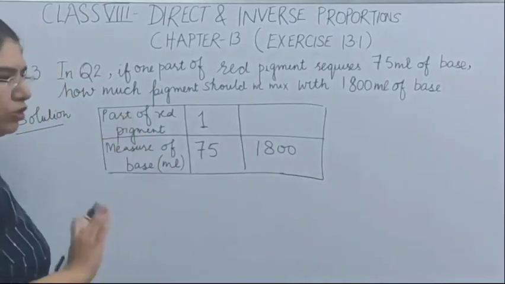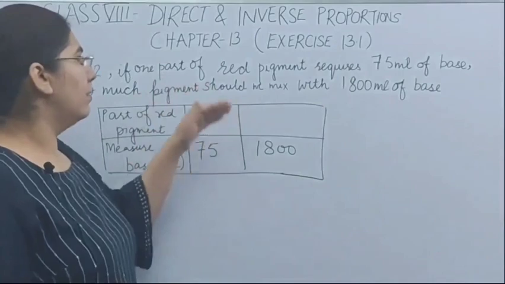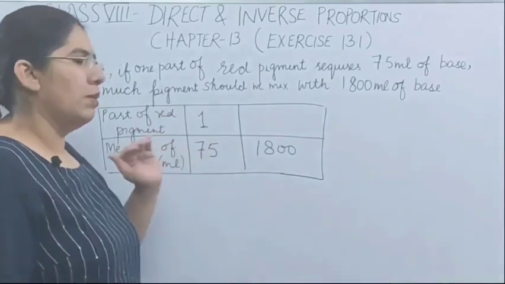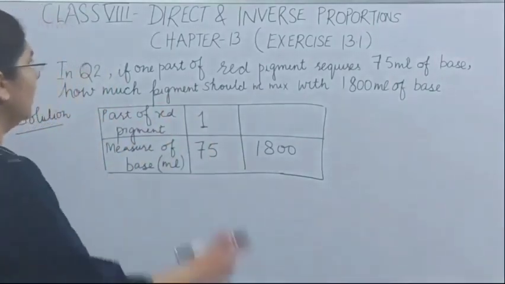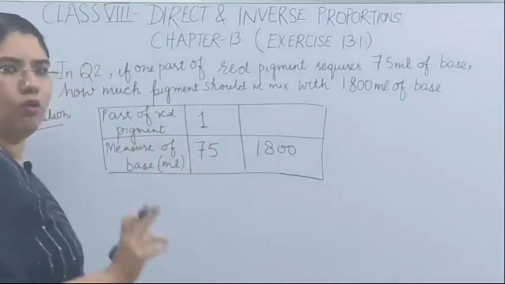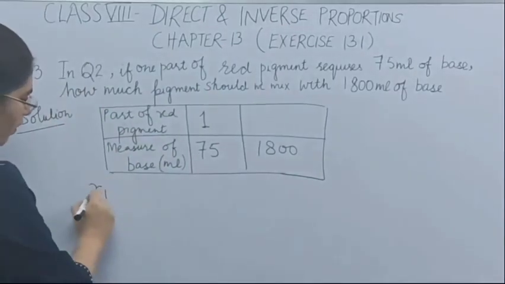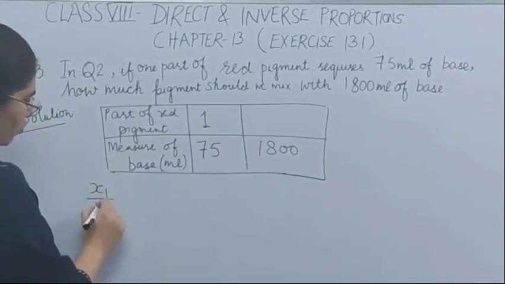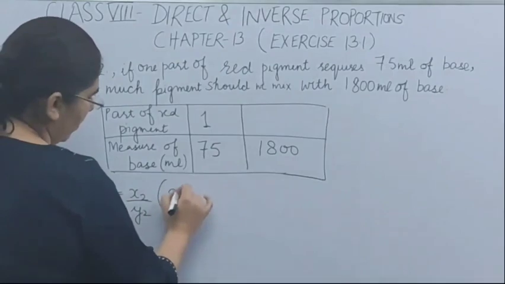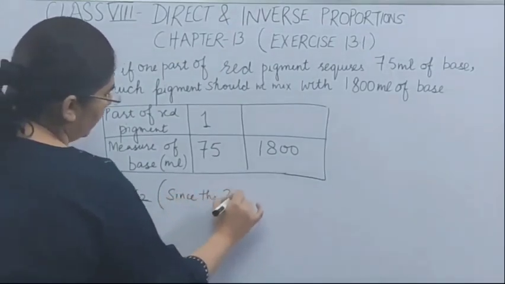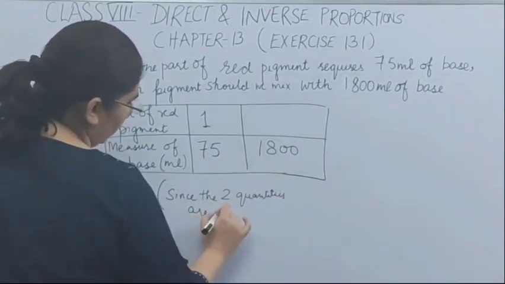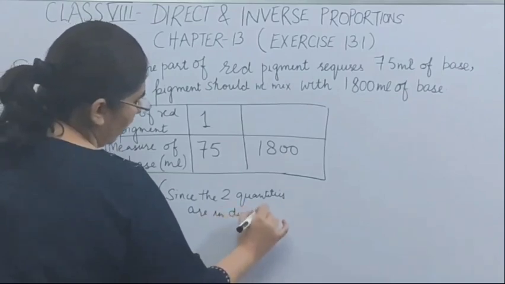In the last question also we said that as the red pigment increases, we will require more quantity or more measure of base, yes or no? So, the quantity of red pigment is in direct proportion to the quantity of base. Therefore, x1 upon y1 equals x2 upon y2, since the two quantities are in direct proportion. This step is understood. Now, what do we do?